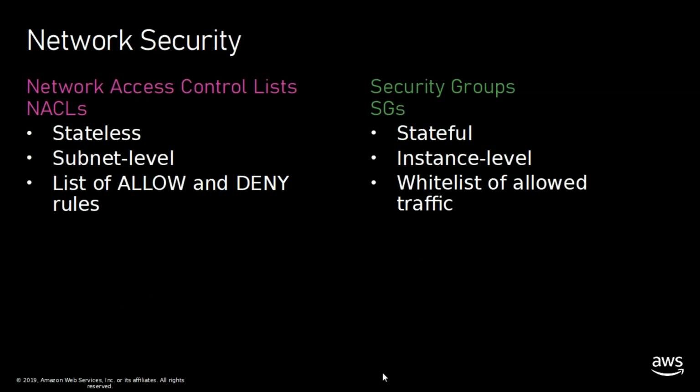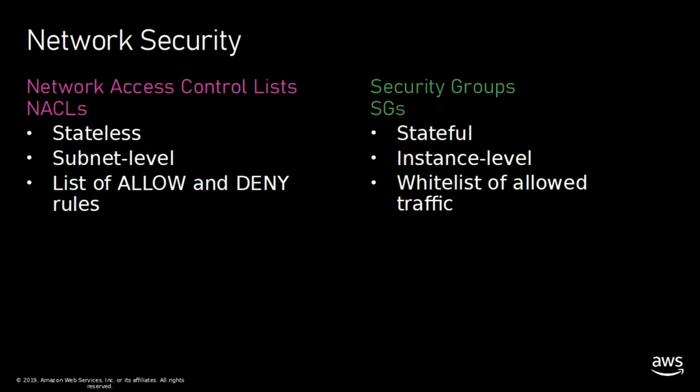A network access control list is stateless. Security groups are stateful. Stateless is, for example, if we allow port 80 inbound, if we need to allow port 80 outbound, we will also configure that. So there will be 2 configurations, inbound and outbound. While a security group is stateful, if we allow port 80 inbound, it will automatically allow port 80 outbound.